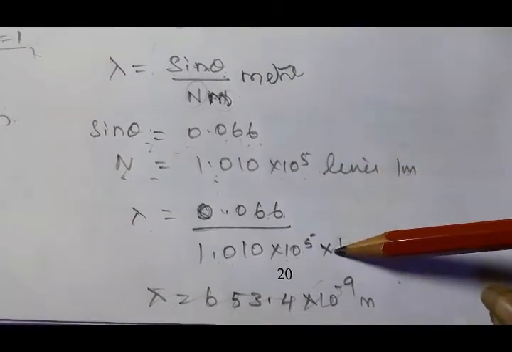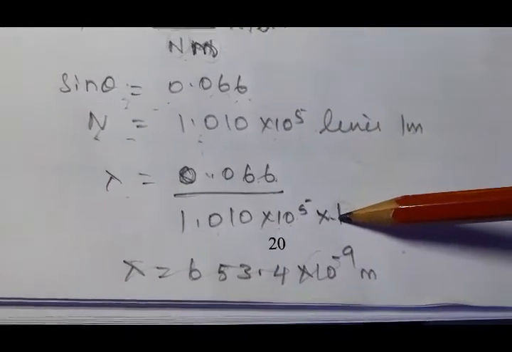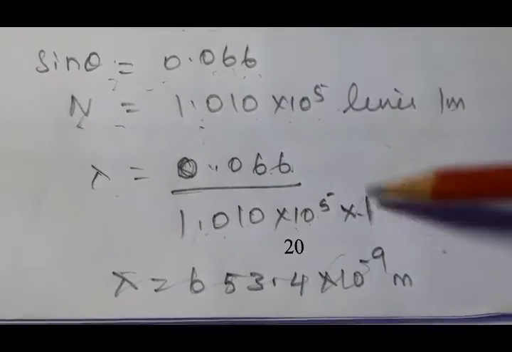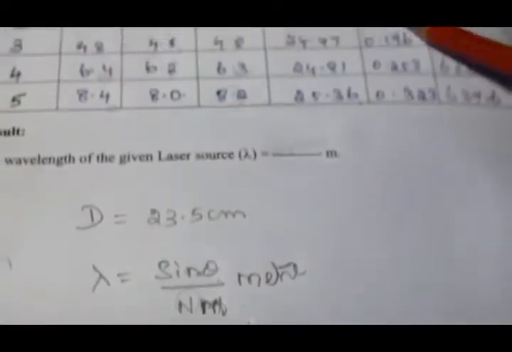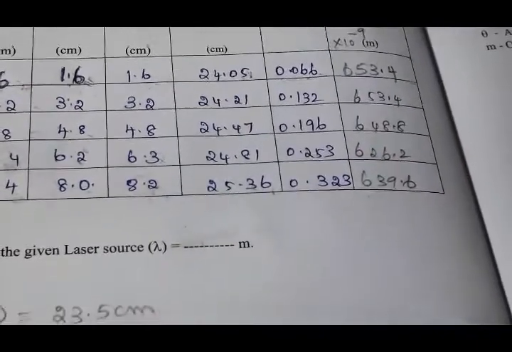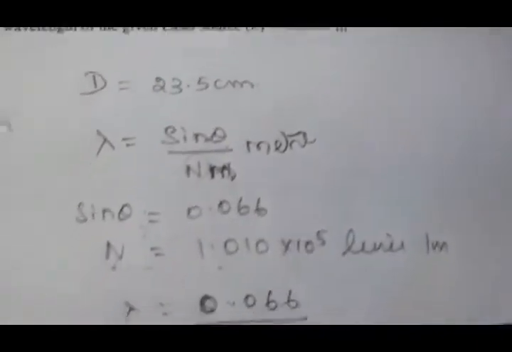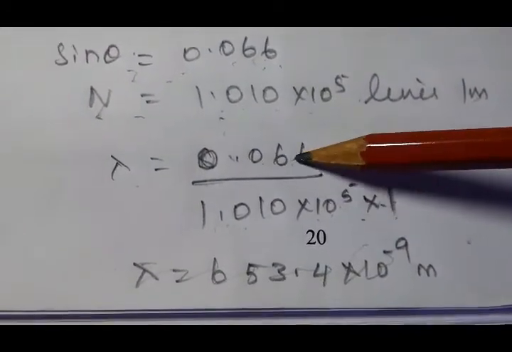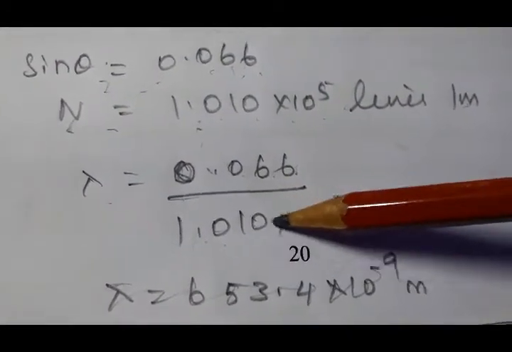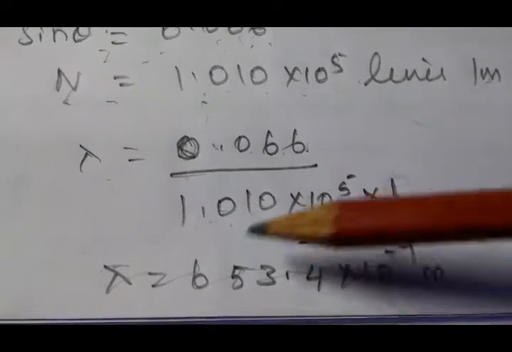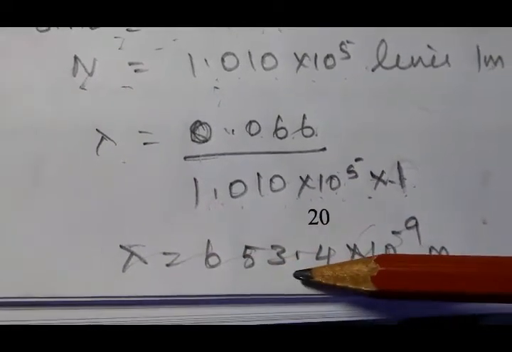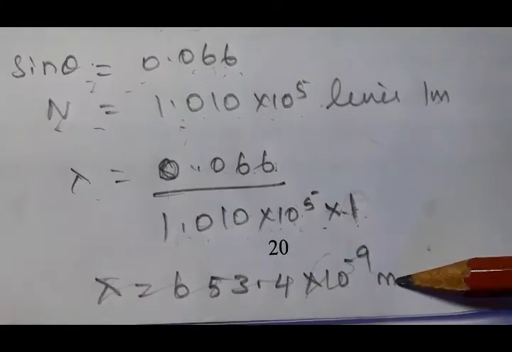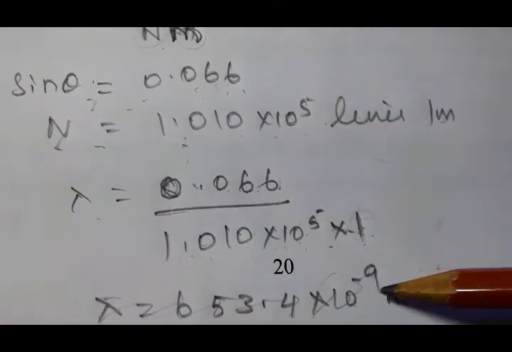M is first order, so substitute 1. Suppose you are doing it for the second order, you have to substitute M as 2 and sin theta as 0.132. Since I am showing here for the first order, M is 1. When you do it with the calculator, 0.066 divided by 1.010 into 10 power 5 into 1 will be arrived at 653.4 into 10 power minus 9 meter, which is 653 nanometer.